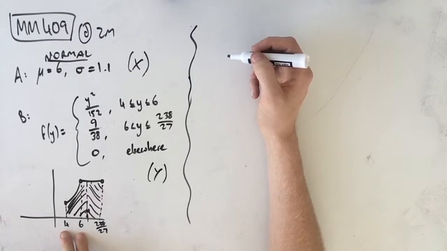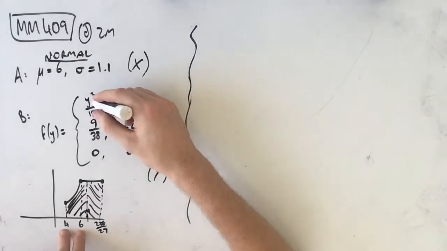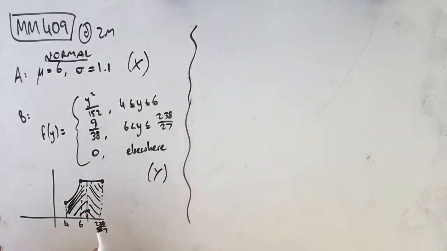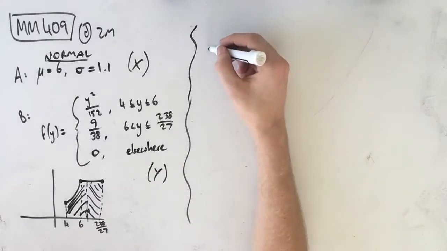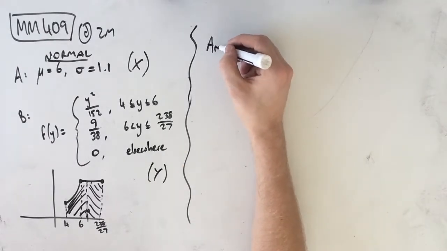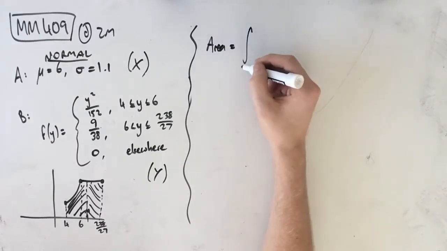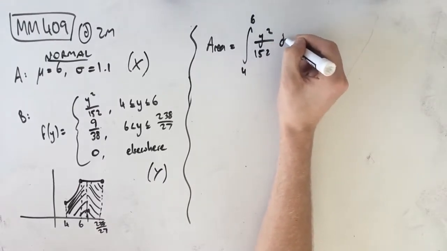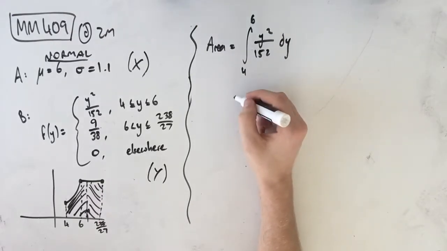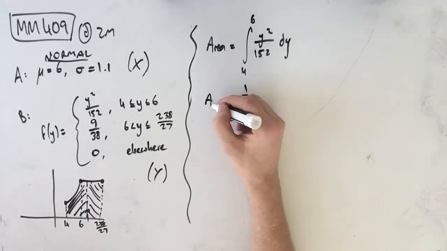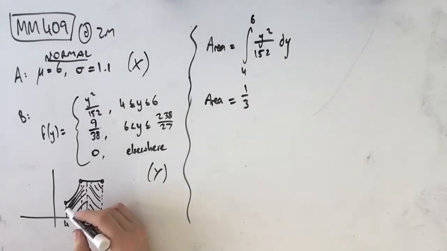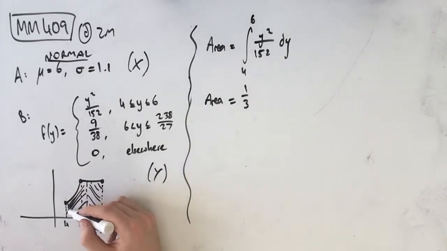So what we want to do is figure out how much area is under this first function, so that we can tell if our median is going to be under that function or under the other one. So the area equals the integral from 4 to 6 of y squared on 152 dy, and what that gives us is 1/3. Because this 1/3 is less than 1/2, that means that our median is not going to be in this first function.